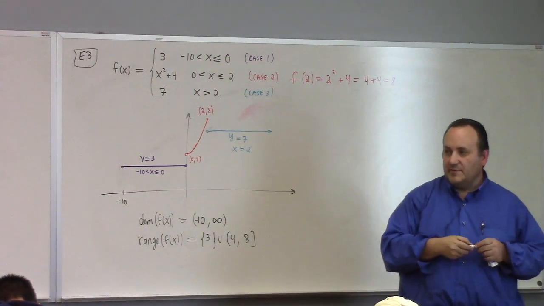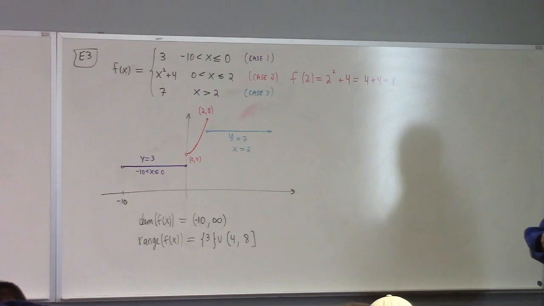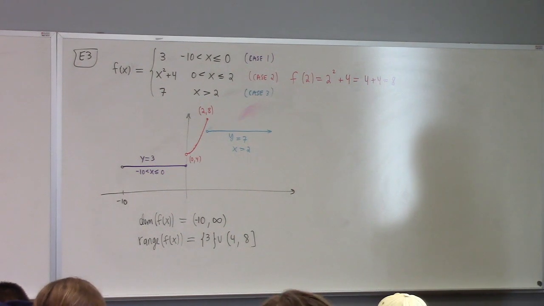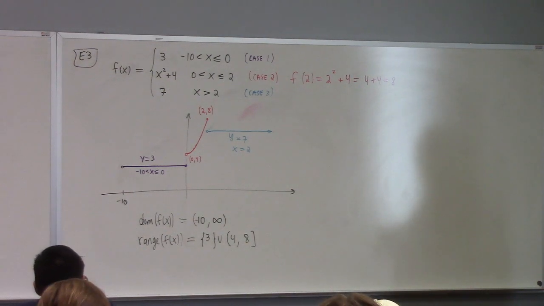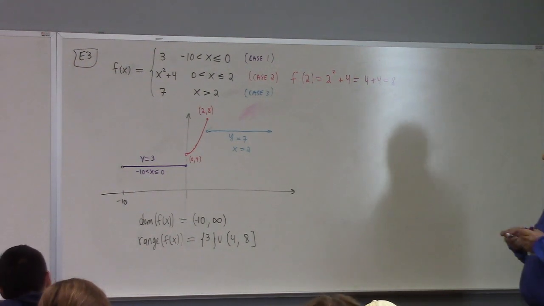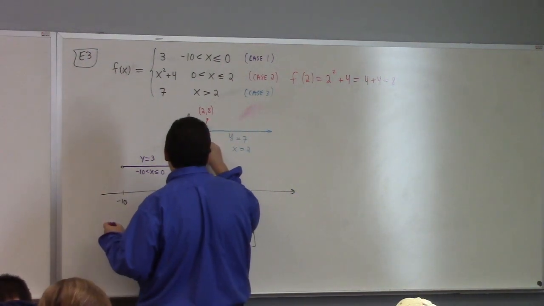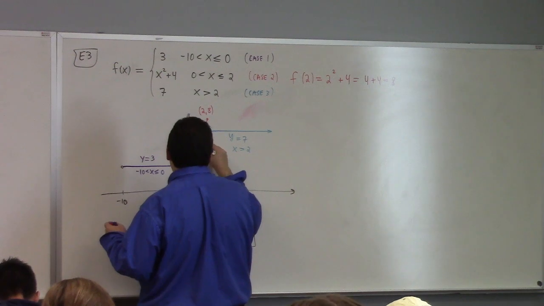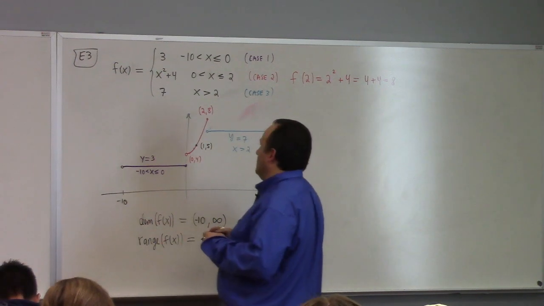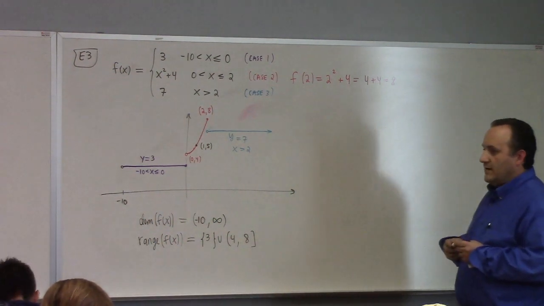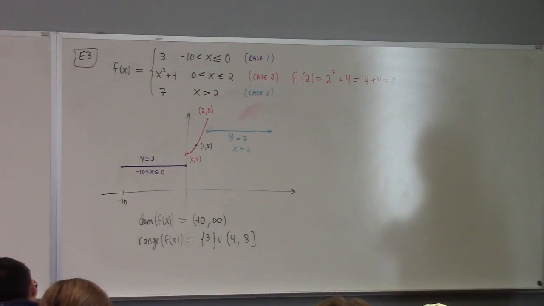Yes, Michael? What if 1 is included in case 2? What do you mean, 1 is included in case 2? So 1 plus 4 equals 5. That is true, 1 plus 4 equals 5, and that means this point right here is the point (1, 5). That's true, that would be in case 2. You're not wrong, that's a point on the graph, but.